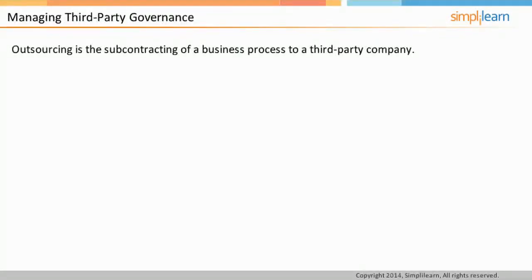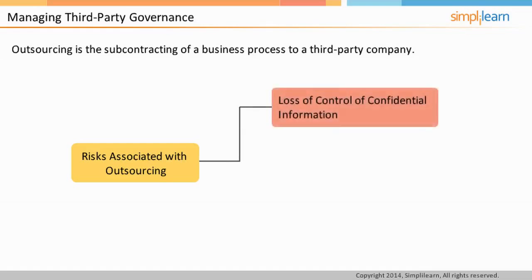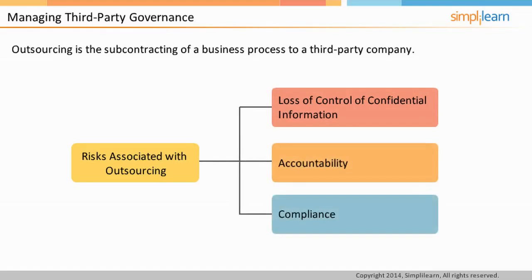Outsourcing is the subcontracting of a business process to a third-party company. Organizations outsource different functions for many reasons, including redirecting energy on the organization's core competencies and controlling the efficient use of capital and other resources. There are some information security risks associated with the outsourcing of business processes to third parties, including loss of control of confidential information, accountability, and compliance. Let us look at each of these now.